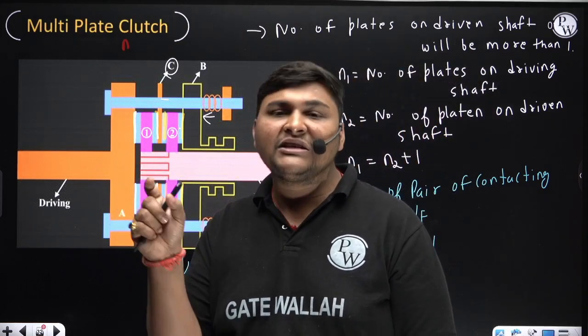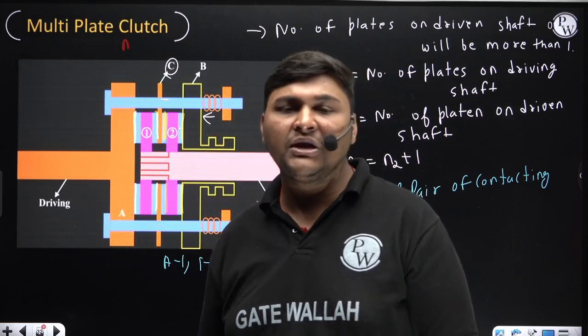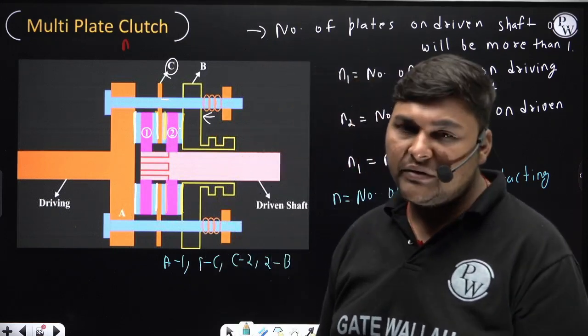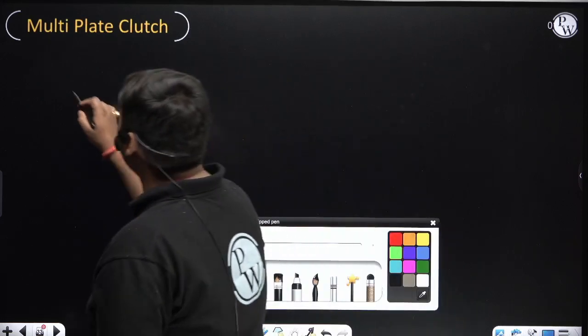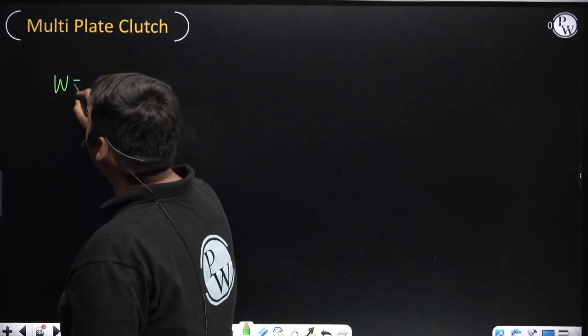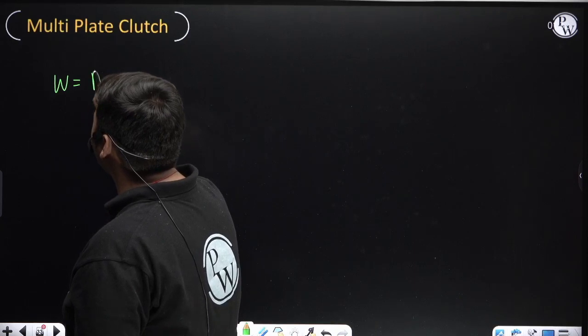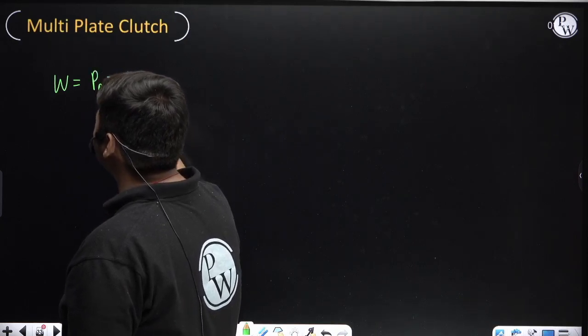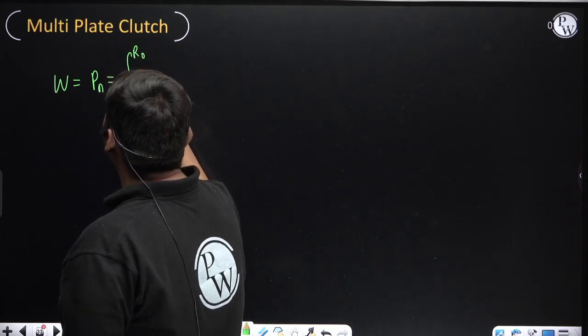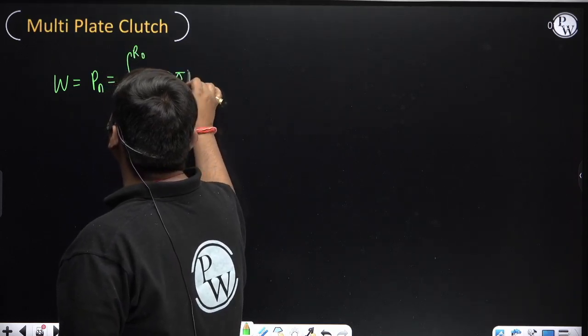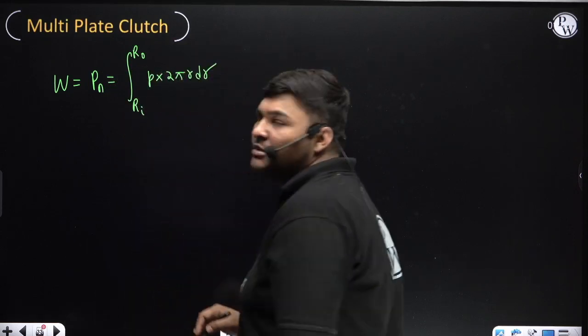And multiply this expression by the number of pairs of contacting surfaces, and you will get the total torque transmitted. If you summarize the multiplate clutch, there will be no change in the formula to calculate W, that is the spring force or axial force. It will be equal to the total pressure force on each pressure lining, and its formula will be the integration from Ri to R0 of P into 2 pi R dr, pressure into pressure area.